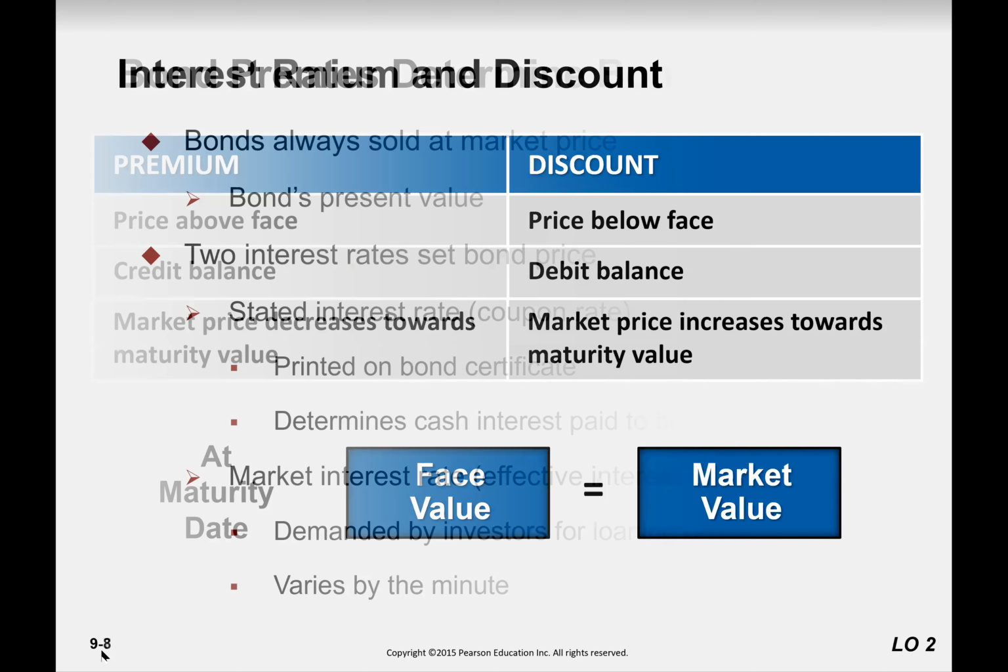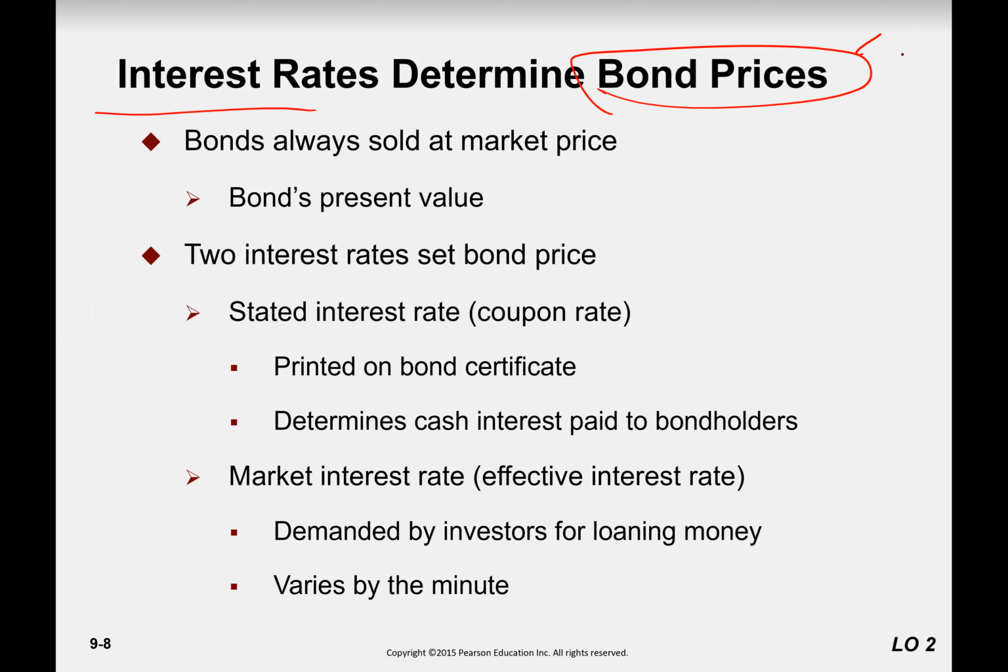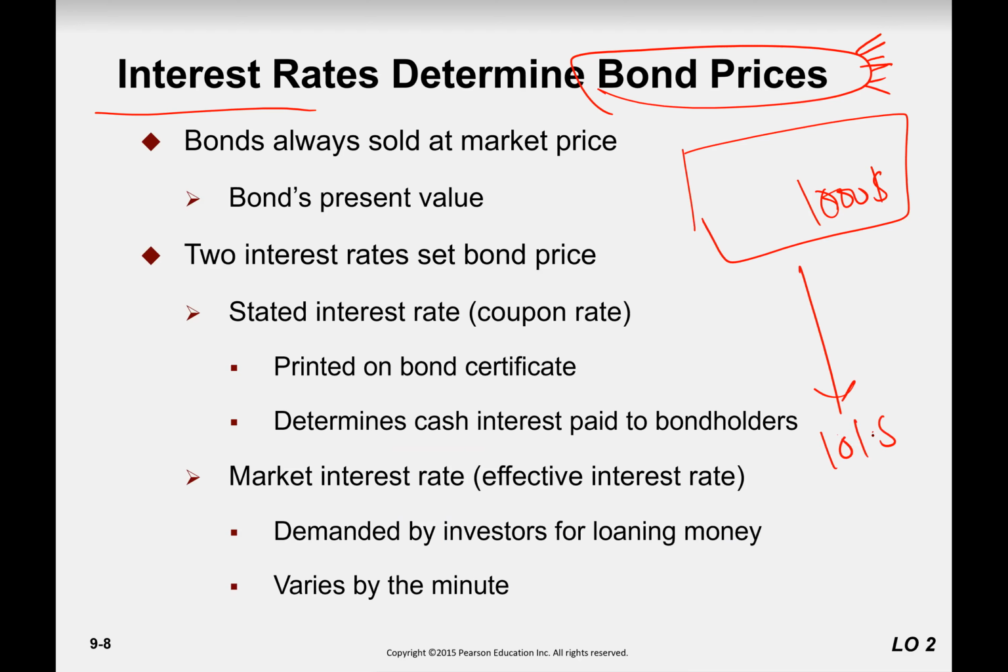So now let's talk about how bond prices are determined. How can it be possible that on the face of the bond it is written $1000, right? And right now it is trading on the market at 101.5, which means the market price is $1015. How can it be possible? So it means there is some other factor which causes this price to increase or decrease, and that factor is interest rate.